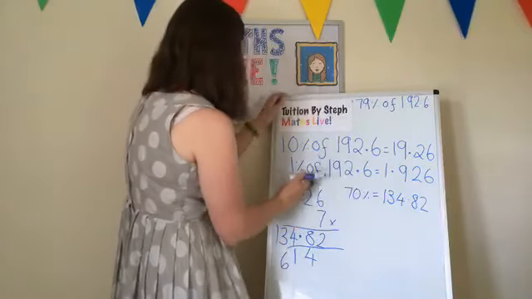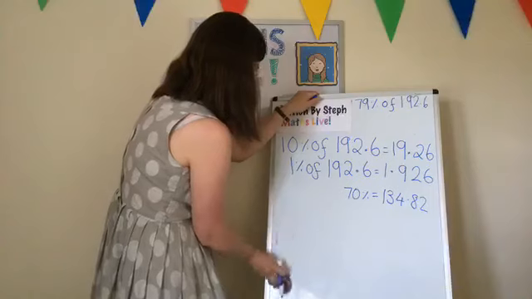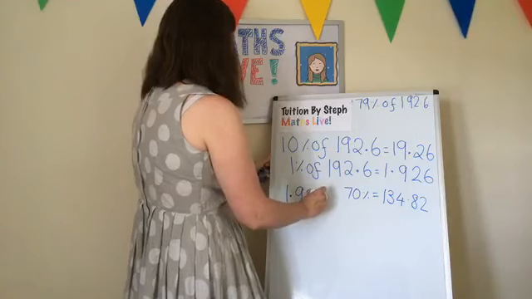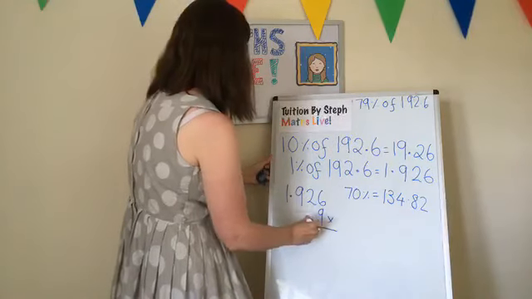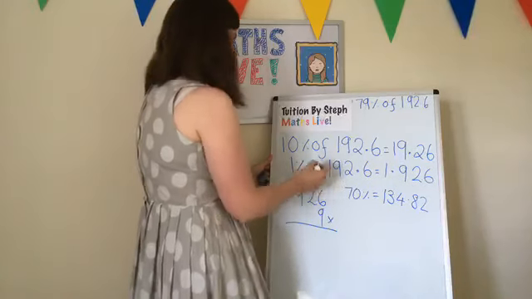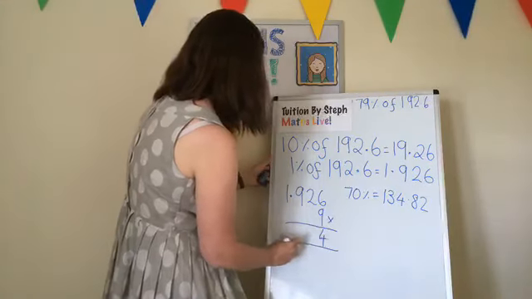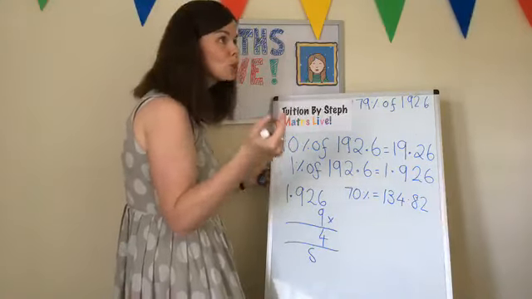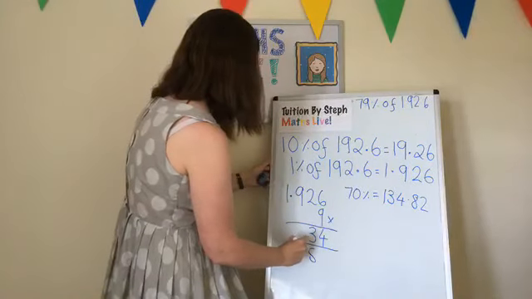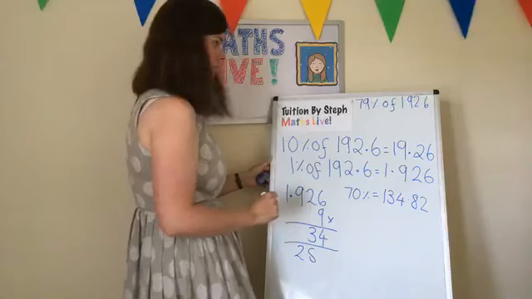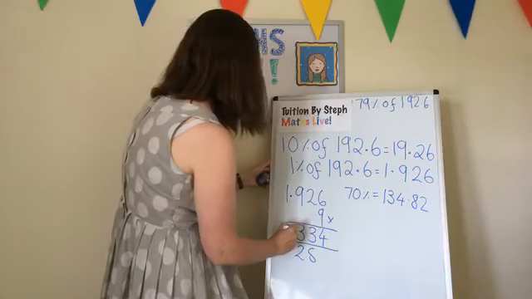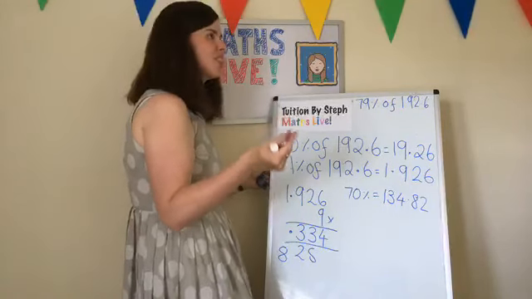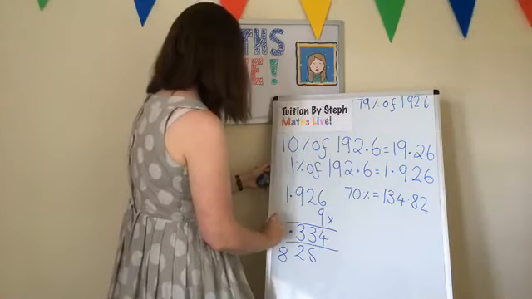Now we need to find our 9%. So 1% is 1.926. We times that by 9. So 9 sixes are 54. 2 9s are 18. 19, 20, 21, 22, 23. 9 9s are 81. 82, 83. I'm on a roll here. I'm getting them right. 1 9 is 9. 10, 11, 12, 13, 14, 15, 16, 17.